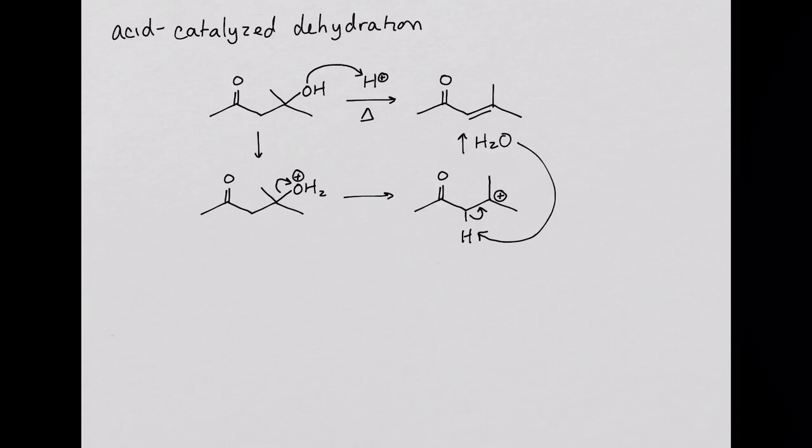Notice that the alkene is formed at the most substituted position and in conjugation with the ketone double bond. The most substituted conjugated double bond will be the most stable product.